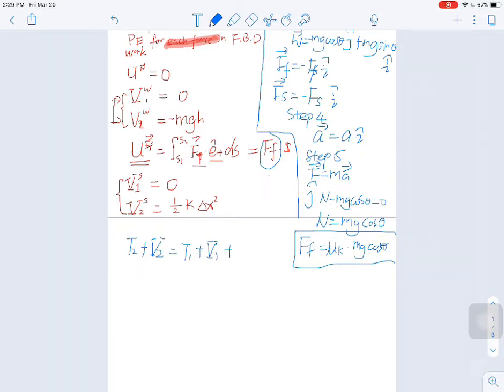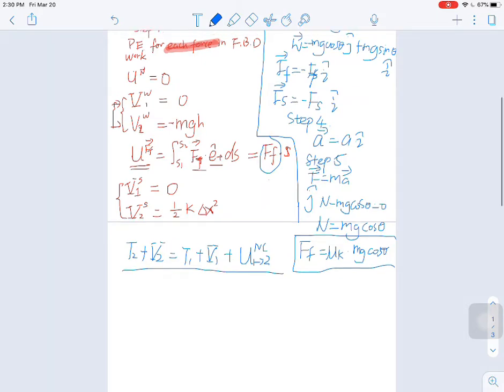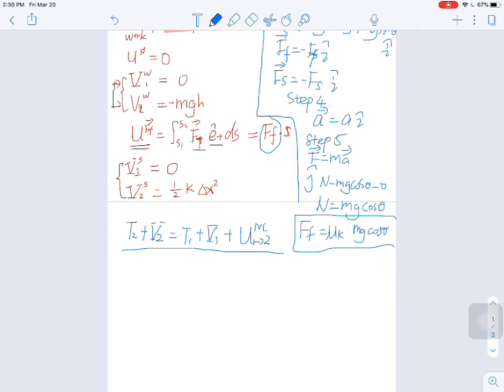plus this important term here, which is the work done by the non-conservative force from 1 to 2. So this is the work energy equation, and you just need to plug in all the terms we found previously into this work energy equation, and you're able to solve for those. So this is step 5.